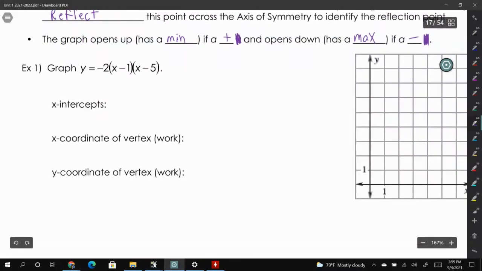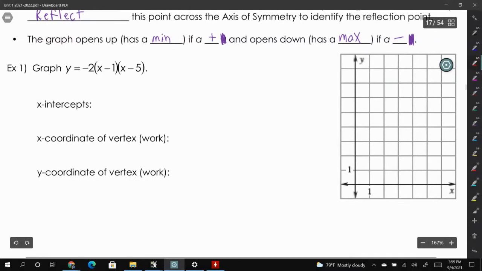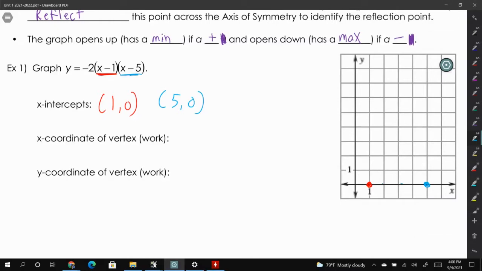So let's look at this problem here. First thing I want to do is find out our x-intercepts. So it's going to be the opposite of this minus or negative 1. So it's going to be 1 comma 0. And then here we see x minus 5 is going to be 5 comma 0. So there are the x-intercepts.